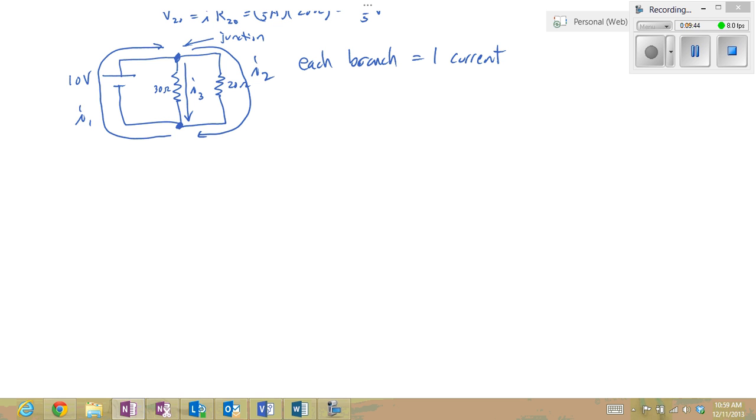So I'm going to break this down into an equivalent resistance, but now I have these resistors next to each other. The top ends of the resistors are tied together and the bottom ends of the resistors are tied together. This means that the voltage drops are equivalent.